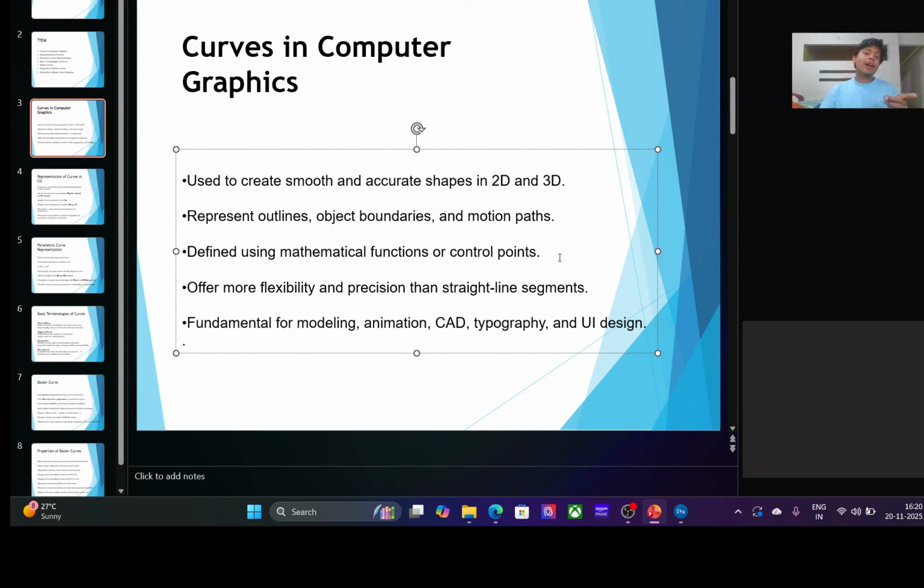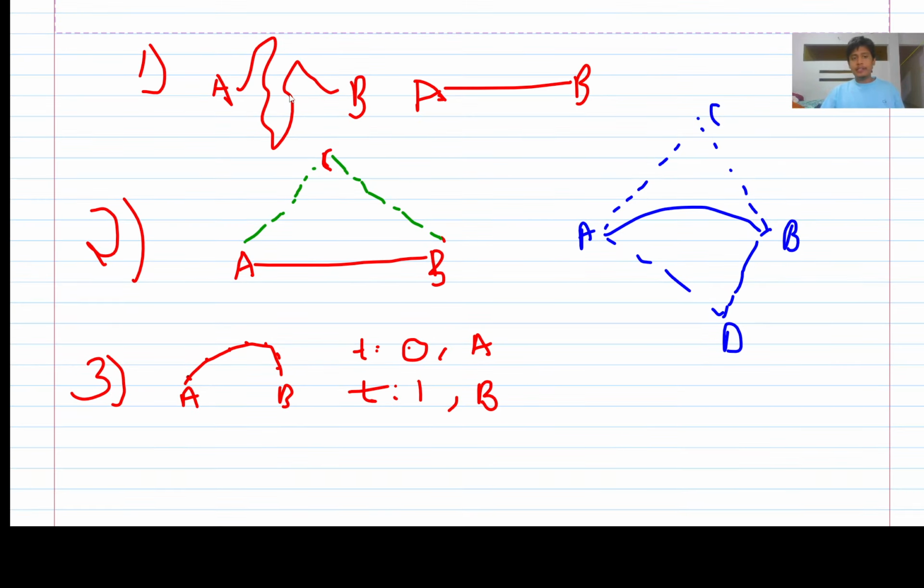And in curves, control points are added too. They offer more flexibility and precision than straight line segments. Of course, that's what we talked about in the beginning of the video. They are fundamental for modeling, animation, CAD, typography, and UI design. And now we understand this.